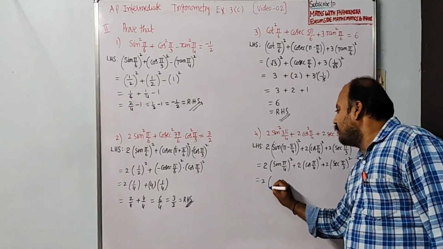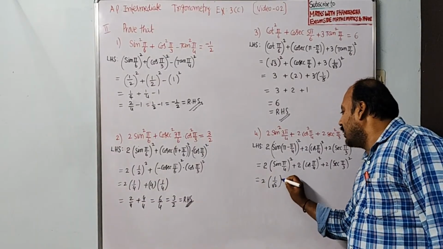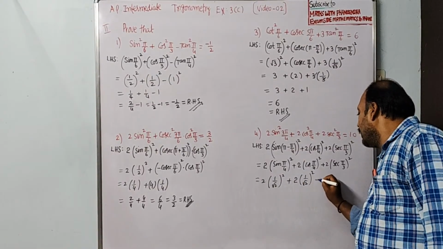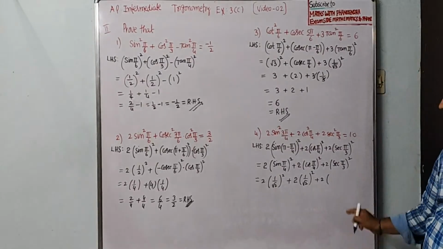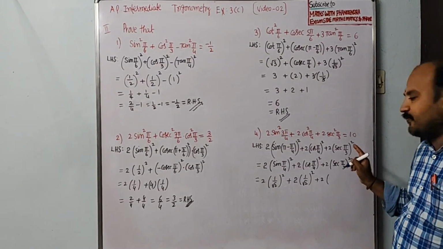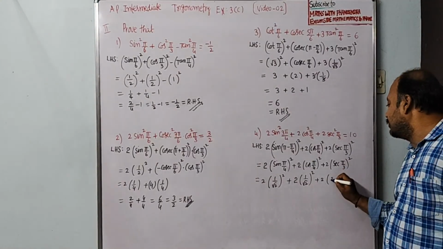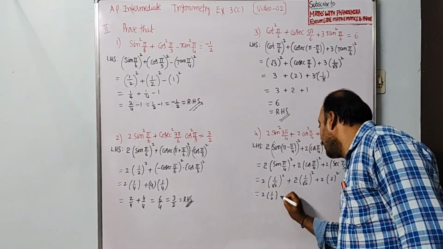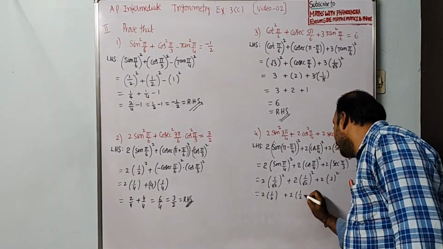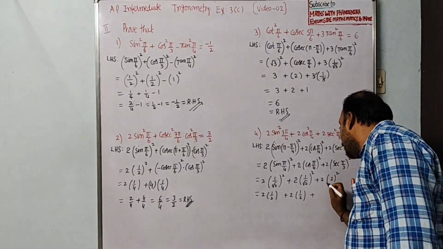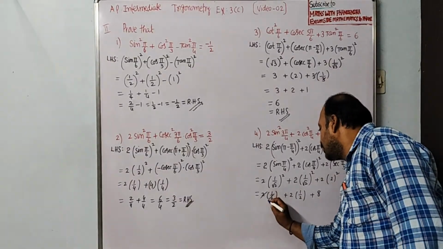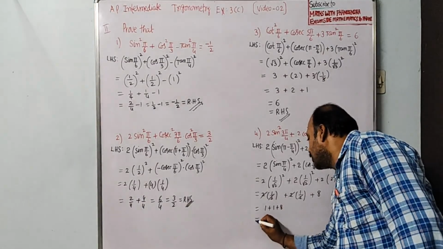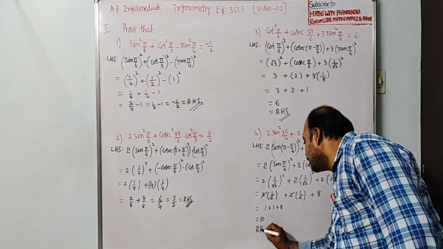So 2 into sin pi by 4, 1 by root 2, 1 by root 2 whole square plus 2 into cos pi by 4, 1 by root 2 whole square plus 2 into secant pi by 3. Pi by 3 means what? 60 degrees. So secant 60 means 2 square. So 2 into 1 by 2 plus 2 into 1 by 2 plus 2 into 2 square. 4 into 2 is 8. Here 2, here 2, here 2, here 2 get cancelled. 1 plus 1 plus 8, which is equal to 10, which is the required RHS.